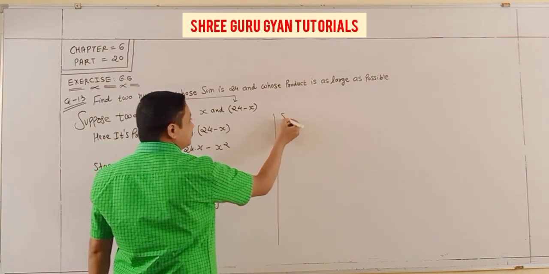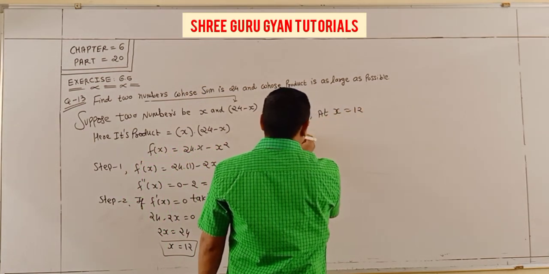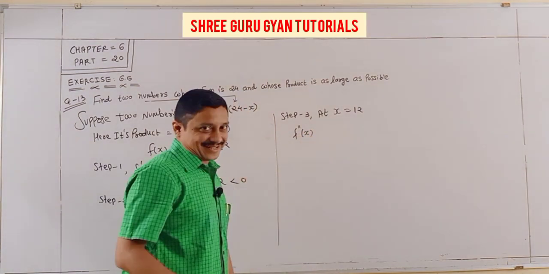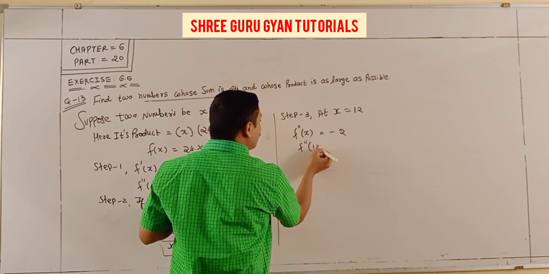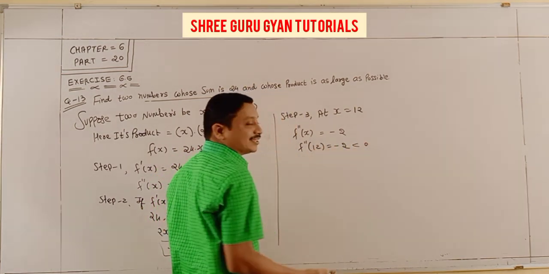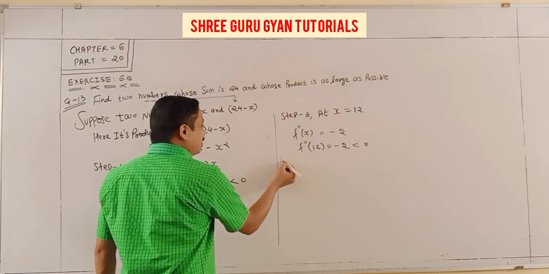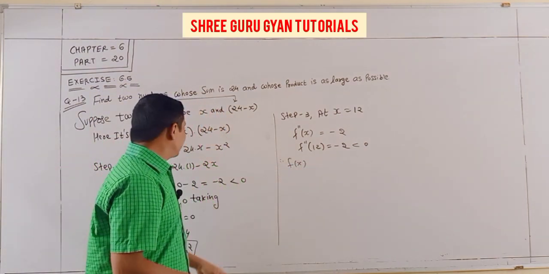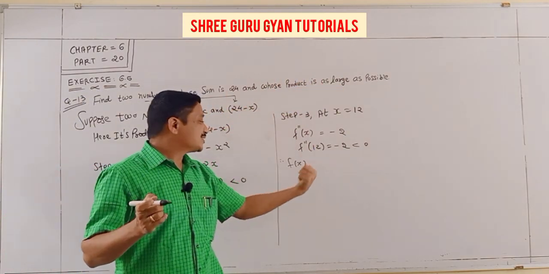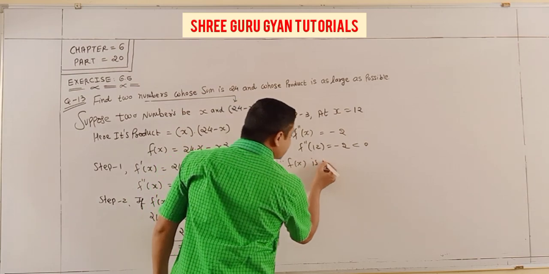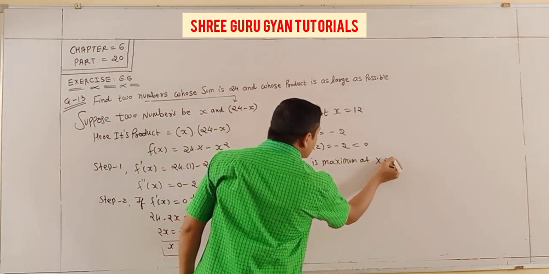Now step 3. At x is equal to 22, we just take f''(x). This is f''(x) equals minus 2. There is no value to define, another minus 2. It is what? Less than 0. Maximum. Therefore f(x), it means the product, is maximum at x is equal to 22.